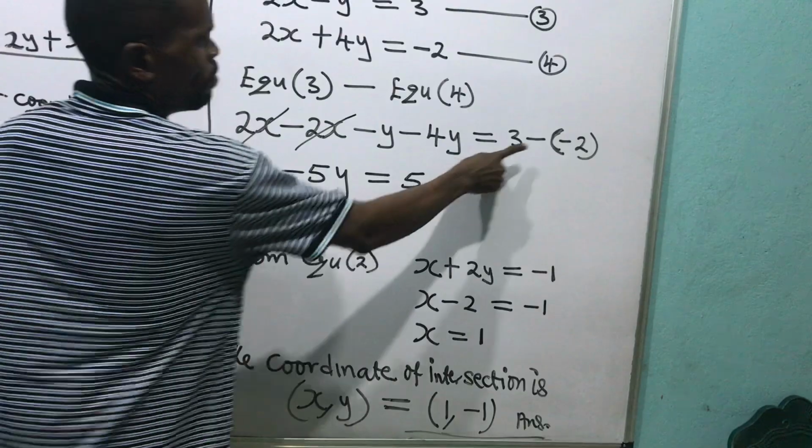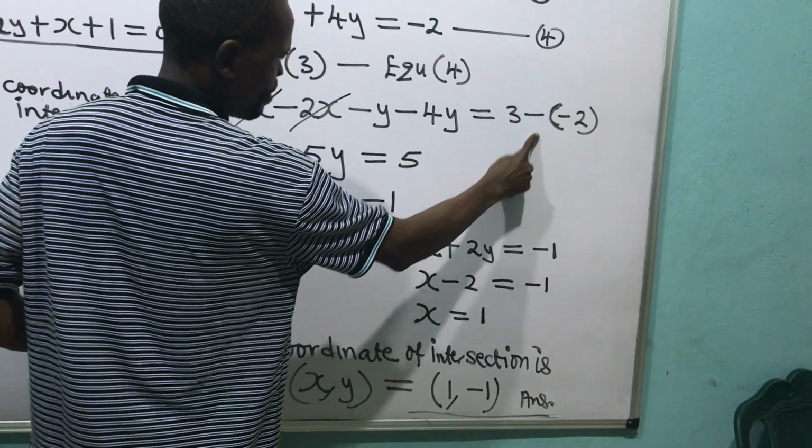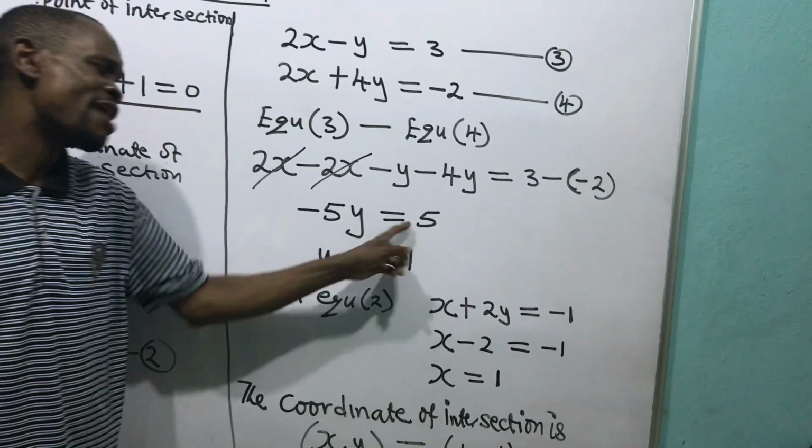This becomes minus times minus. Look at this, it is minus. Multiplying minus will give me plus. That means 3 plus 2 giving me what? 5. And that's what we have, 5 here.